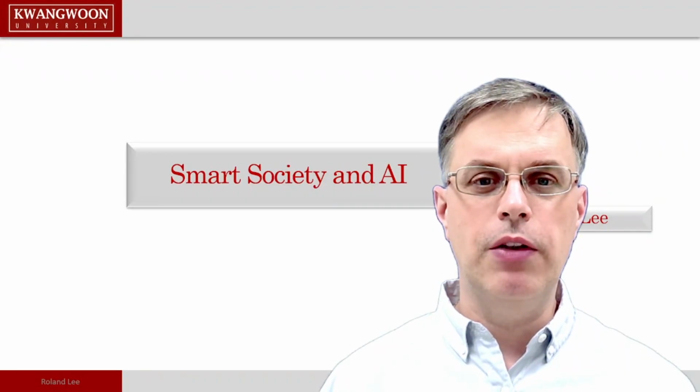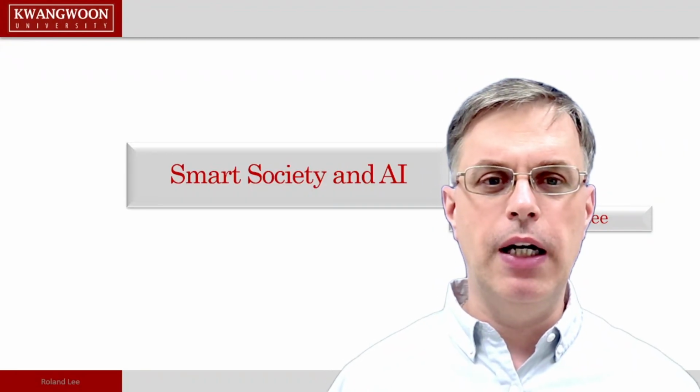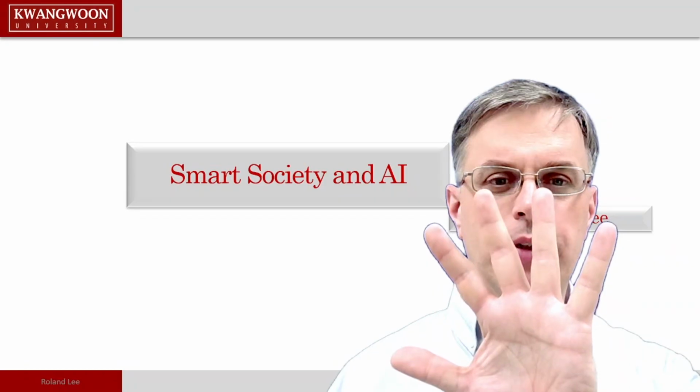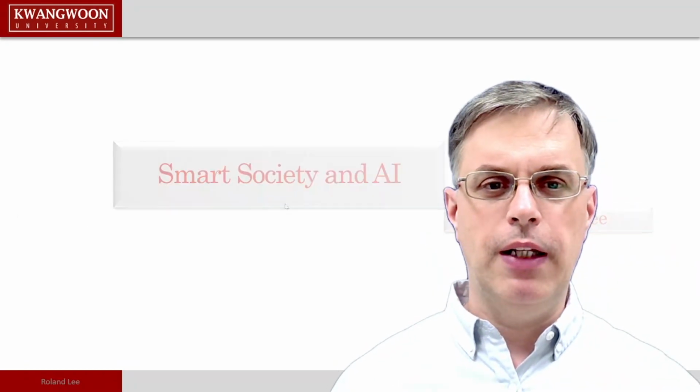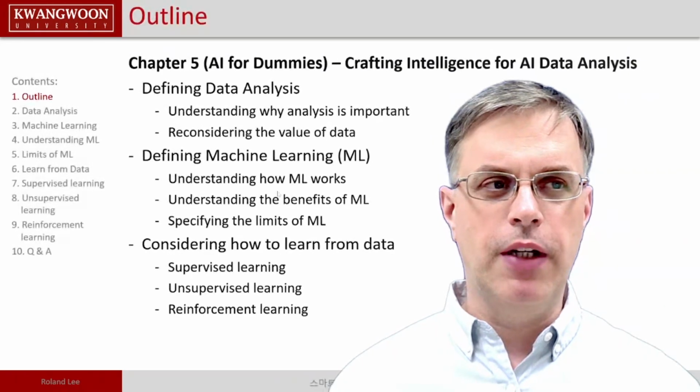We continue with Smart Society and AI, and this time it is Chapter 5. So, Chapter 5, and let's see the topics we cover this time.